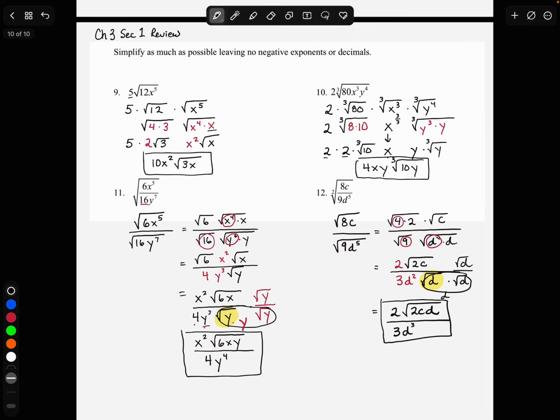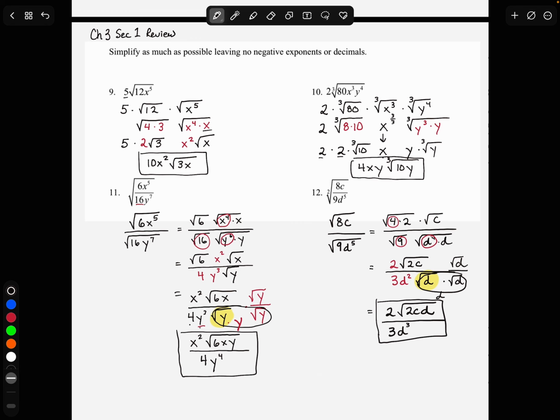Those are problems 9, 10, 11, and 12 from the Chapter 3, Section 1 review. If you have additional questions, please make sure you reach out.